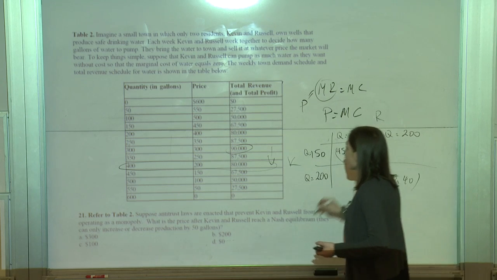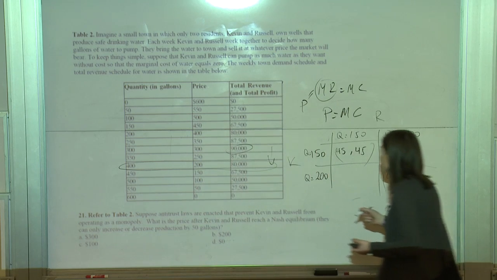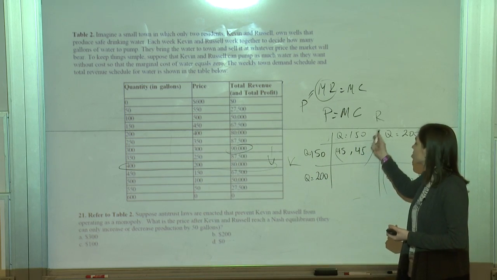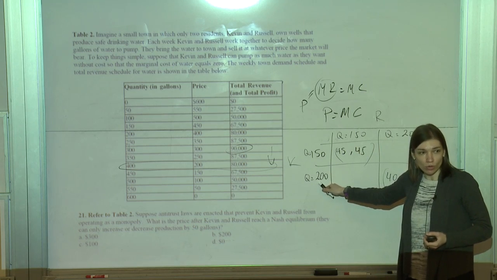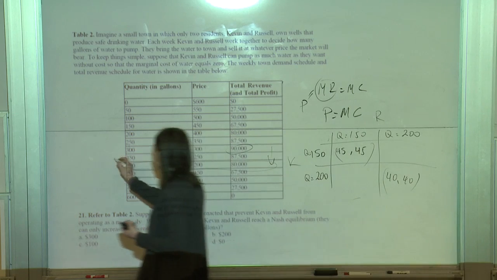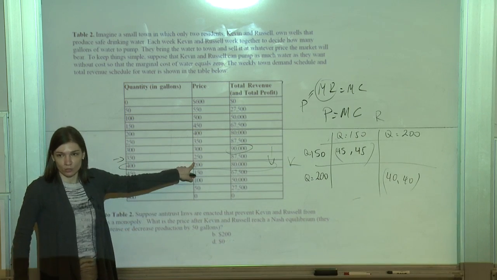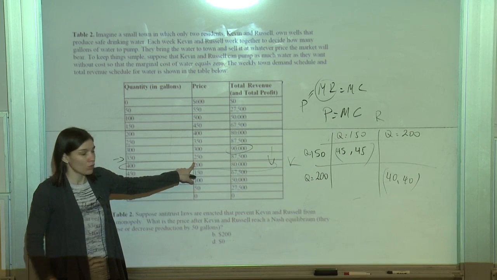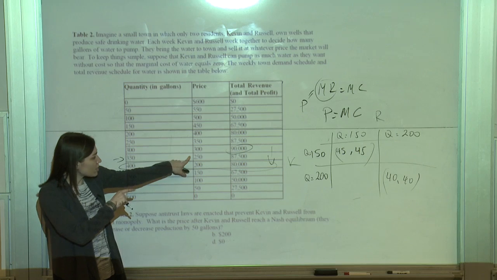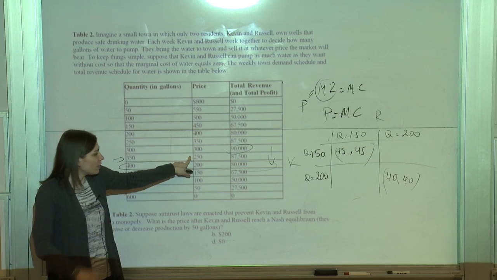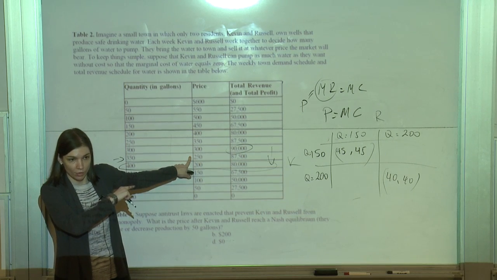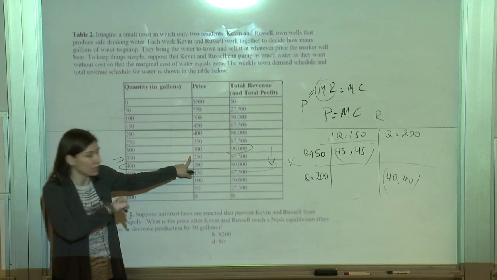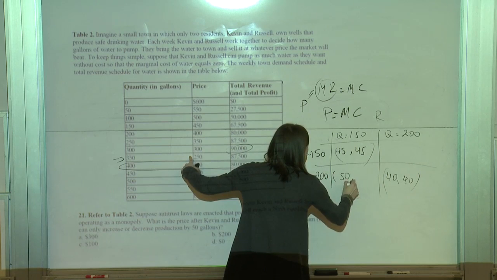But what's going to happen if only one of them decides to increase while the other stays where they are? So if Russell is at 150, but Kevin increases to 200, then what's the total in the market? 350, right? At 350, the price is 250. So one guy produces more, the price goes down to 250. He produces 200 times 250, that's $50,000 for Kevin, the guy who decides to move up. So Kevin is going to get 50.